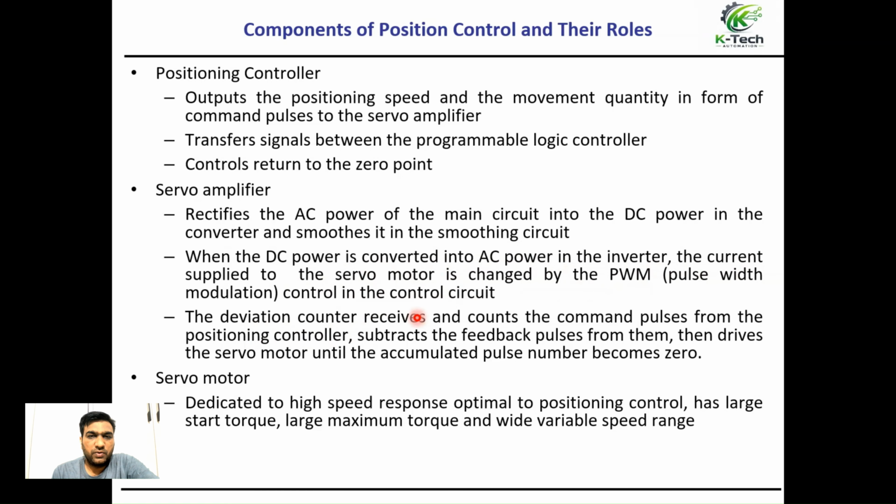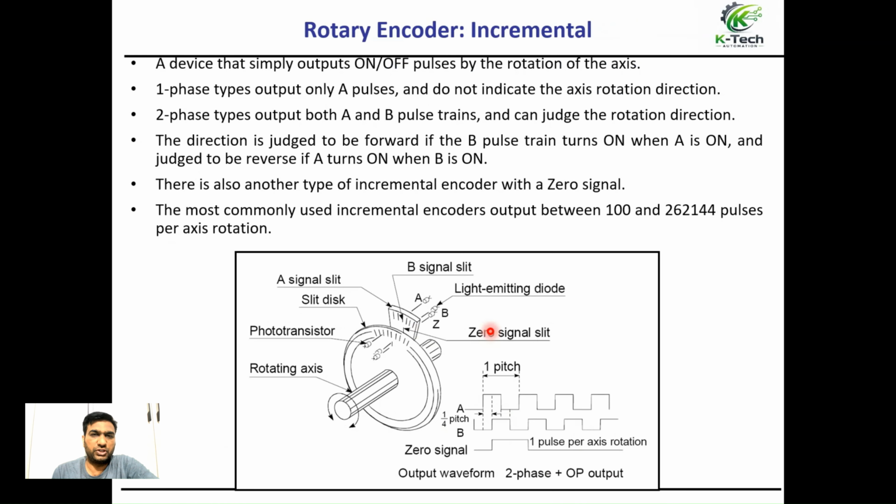And the deviation counter receives and counts the command pulses from the positioning controller and subtracts the feedback pulses from them, and then drives the servo motor until the accumulated pulse number becomes zero. The servo motor is dedicated to high speed response, optimal for positioning control, and has a large starting torque, large maximum torque, and a widely variable speed range. So these are the main three components of the servo system.